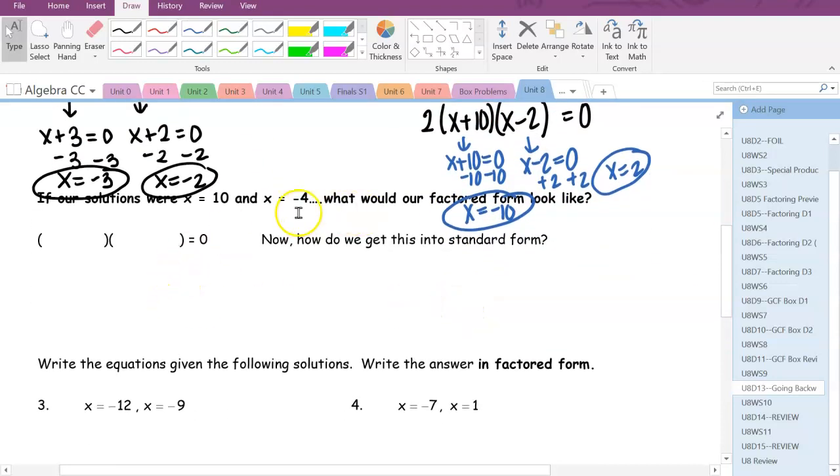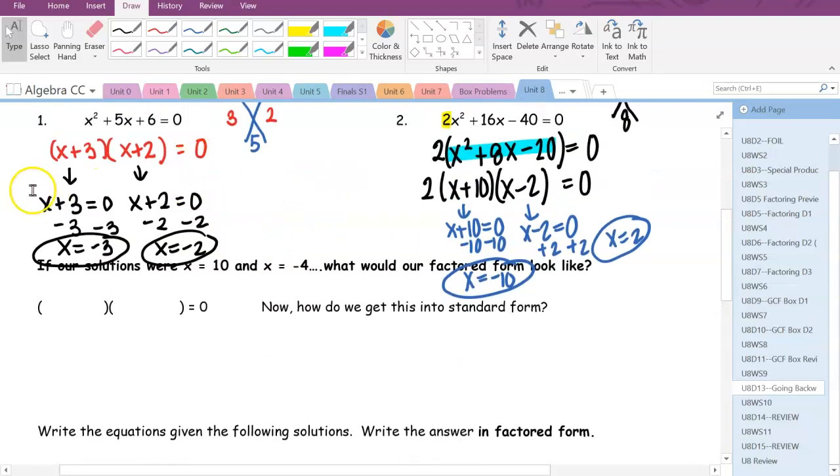If your solutions were 10 and negative 4, what would our factored form look like? So what you have probably noticed over the course of these several weeks is that when we factor, our solutions are always the opposites. So if your solution was an x equals 10, that means originally you had an x minus 10 in your parentheses. And if your solution is x equals negative 4, we would have an x plus 4.